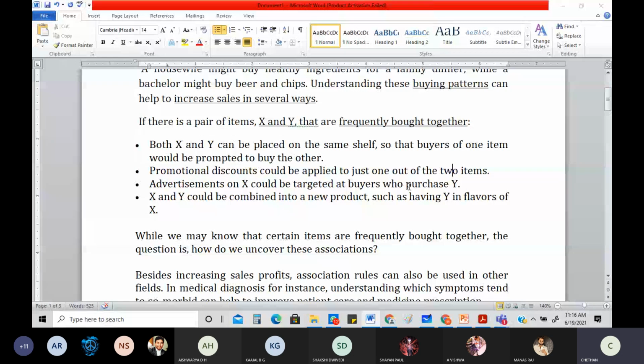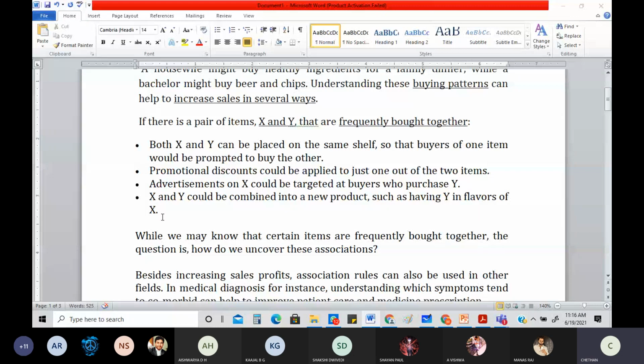X and Y could be combined into a new product. This is what the majority of things happening nowadays are. What they do is what is known as flavors. Many of you will know how this works. Take ice creams: they say this is of this flavor, this flavor, this flavor. You have vanilla, chocolate, strawberry, Oreos, so many flavors. Why? Because people eat chocolate and people eat ice creams, so they combine both and say chocolate flavored ice cream. That's what the last part does.